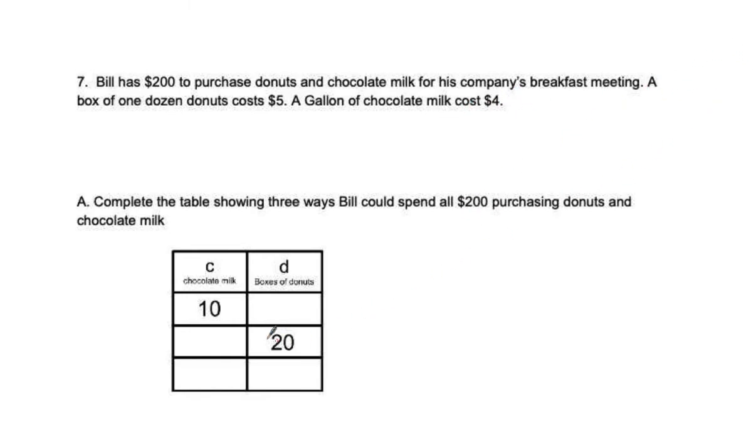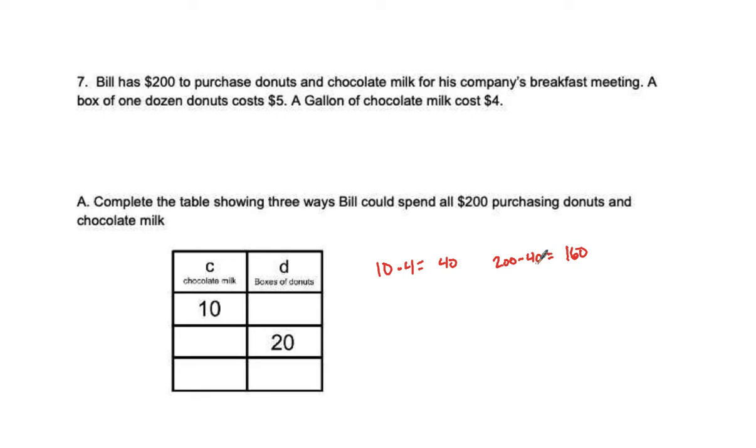So complete the table showing 3 ways Bill could spend all $200 purchasing donuts and chocolate milk. So Bill doesn't get to go spend $50 on chocolate milk and then pocket the rest of the money, right? He has to spend all the $200 on chocolate milk and donuts. So if he buys 10 gallons of chocolate milk at $4 a gallon, that's 10 times 4 equals 40. And then he takes that away. He had 200, so 200 minus 40 is 160.